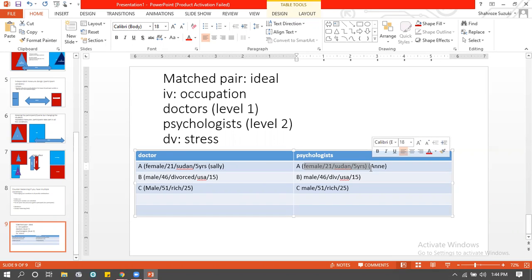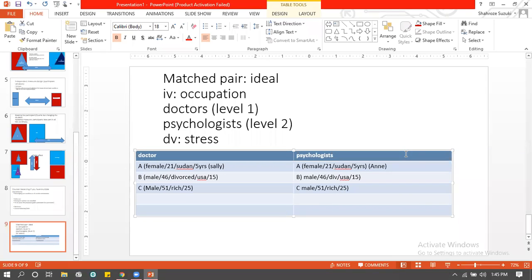But it's very, very hard to find people with the same characteristics. It's very, very hard for me to find one single person from this list who has the exact characteristics as the other person, the only difference being the profession. So matched pair design is going to be very hard to carry out because you can't match people on all the characteristics.